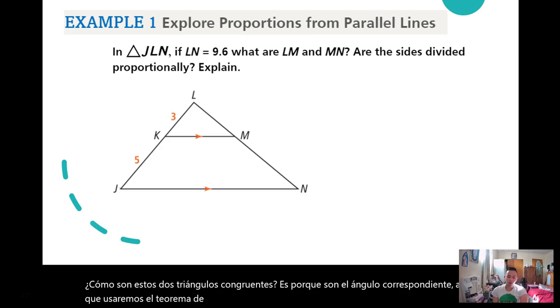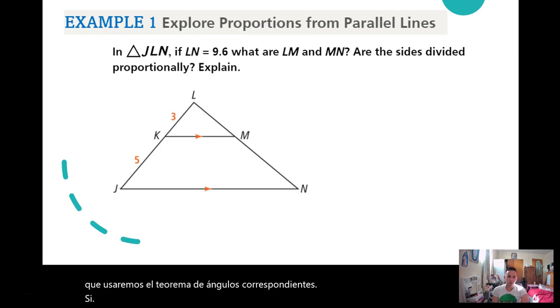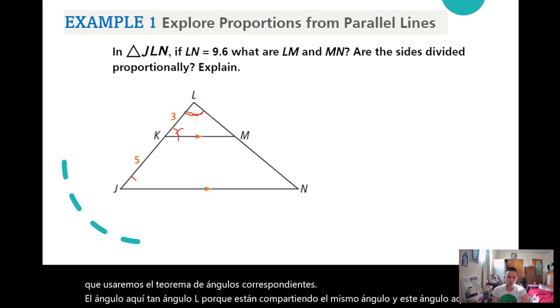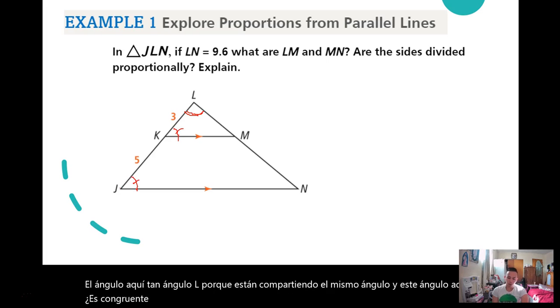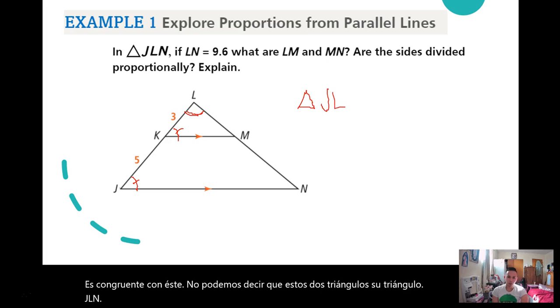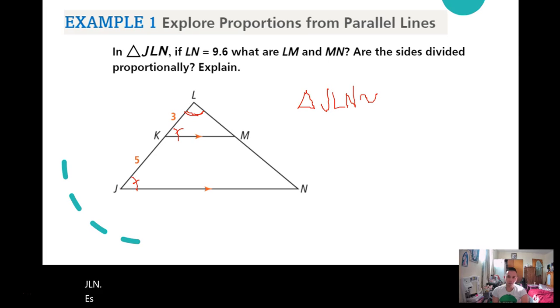Therefore, since angle L is shared, and this angle here is congruent with this one, we can now say that triangle JLN is similar to triangle KLM. What will be our reason? It's angle similarity.